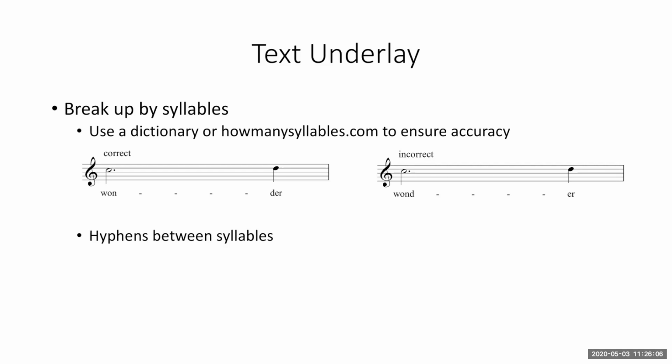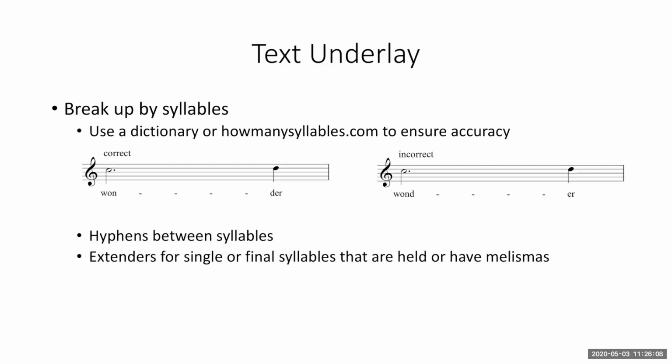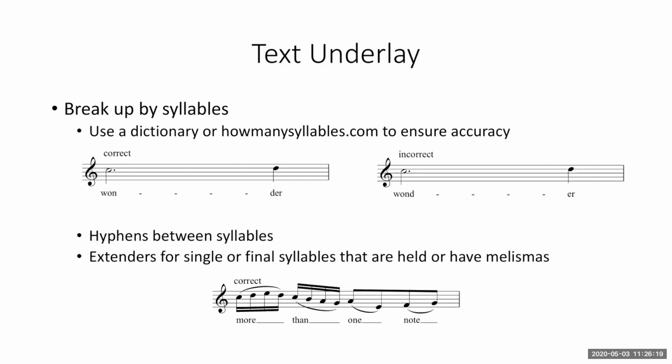Again, you want to use hyphens between syllables, and then those horizontal solid extender lines for single or final syllables that are held or have melismas. Again, like we saw on the previous page. If you have a single syllable or a final syllable that only goes on one note value and is not tied or doesn't have a melisma, then you don't need the extender line.